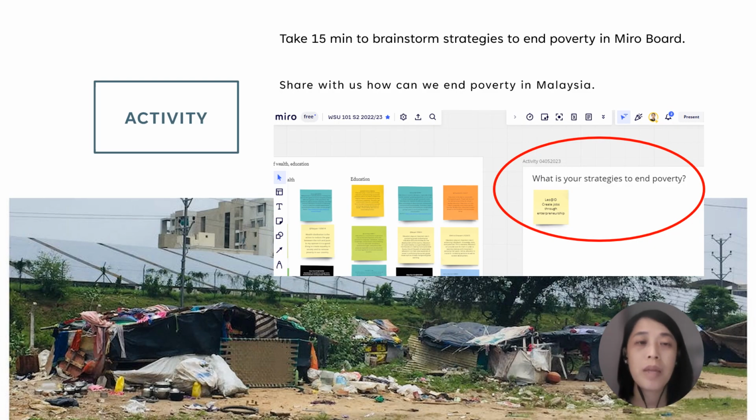Take 15 minutes to brainstorm strategies to end poverty in Mirrorbot. Don't forget to put your names and student ID on the sticky notes with your strategy. I have placed my sticky notes. I suggest that we should create more job opportunities to reduce poverty.